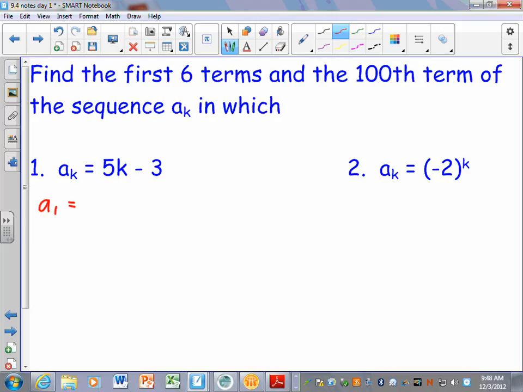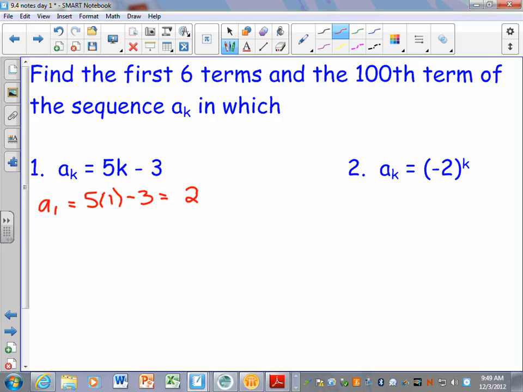And all you do is plug 1 in for k. So I would get 5 times 1 minus 3. 5 minus 3 is 2. They want you to find the first 6 terms. So they want you to plug in 1 through 6 and just see the pattern. And hopefully, pretty quickly, you'll see the pattern and you won't even be doing the arithmetic every time.